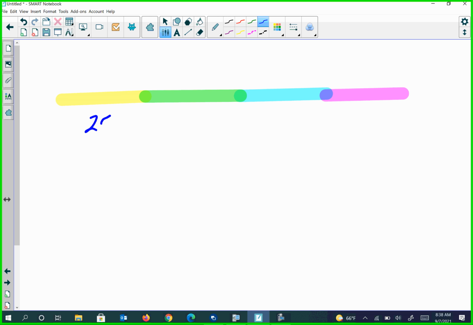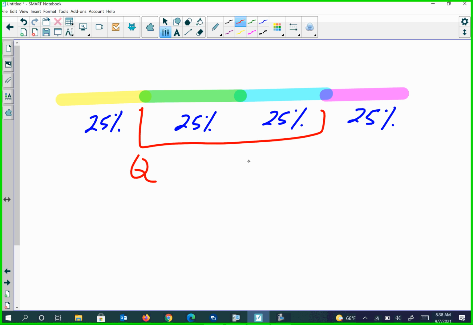You would have 25% of your data here, 25% of your data here, 25% of your data here, 25% of your data here. From here to here, that's Q1 to Q3. Okay? This region is the IQR, so you're talking about the middle 50% of your data. Okay? Right here would be where Q2 exists. Q2 is also called the median.